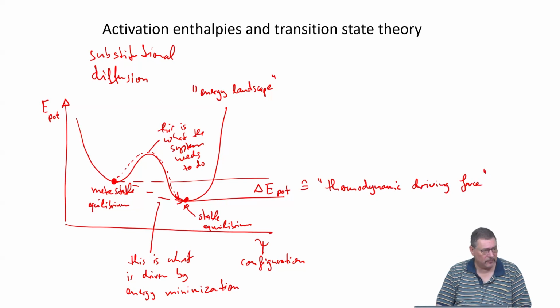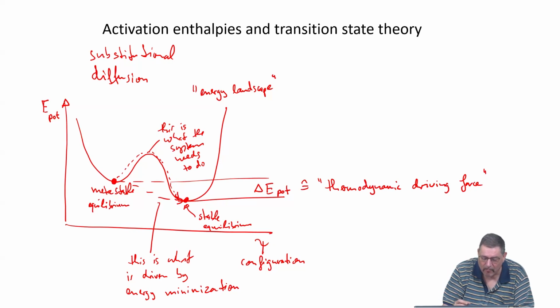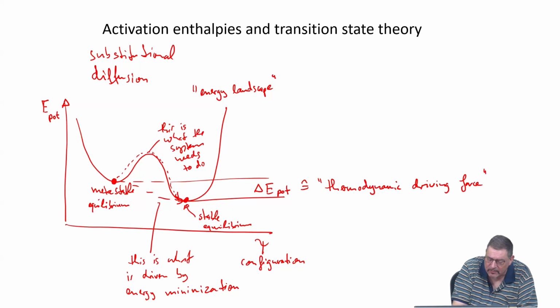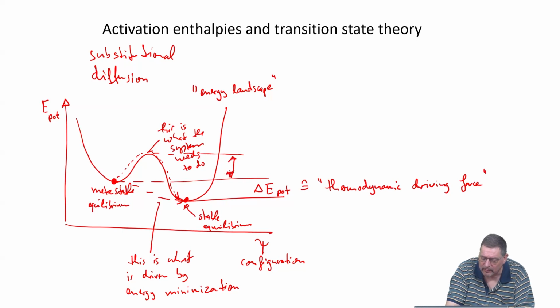So this drives diffusion, right? So in the end, the system can lower its energy. But there is also another very important energy difference. And this is the activation barrier.